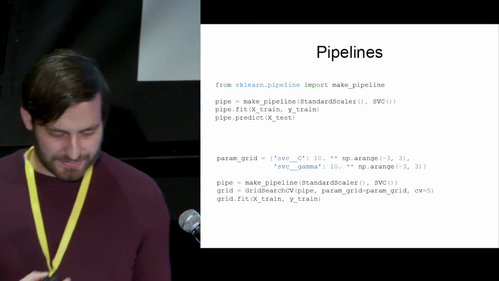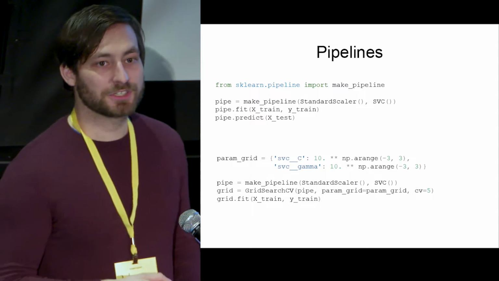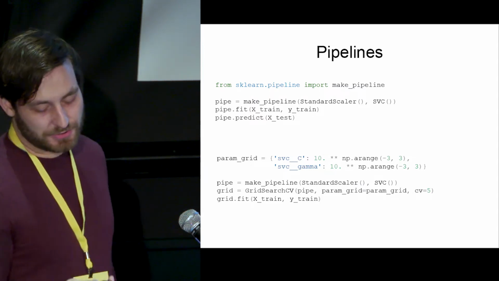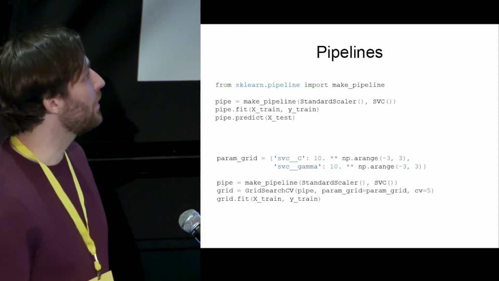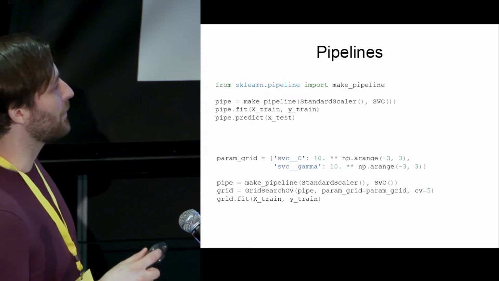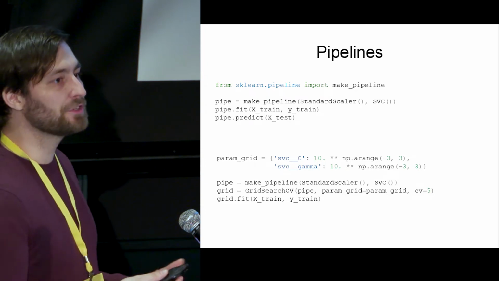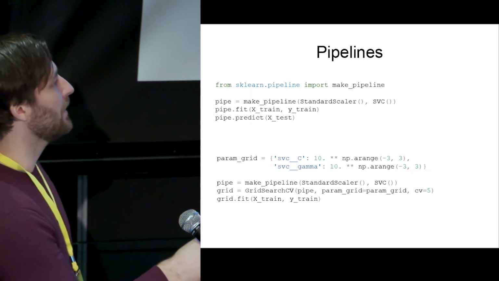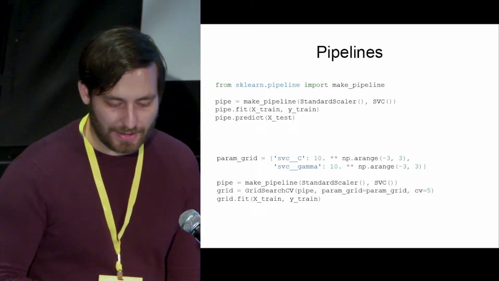I can also use this in grid search, which allows me to search the parameters of the model, but also of any pre-processing. So if I have parameters in my pre-processing, like how many features to select or something like that, I can also search in the grid search over any parameters the pre-processing might have.